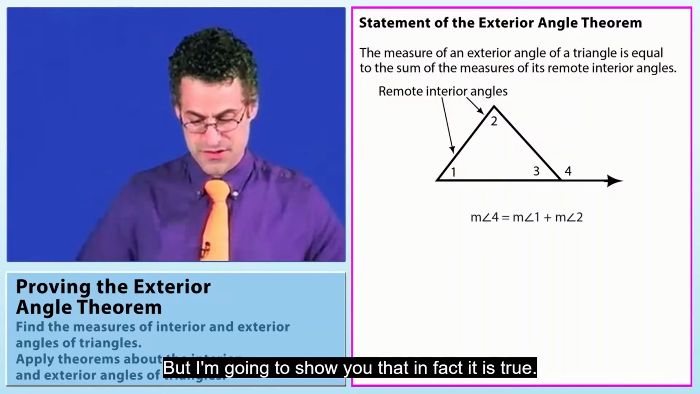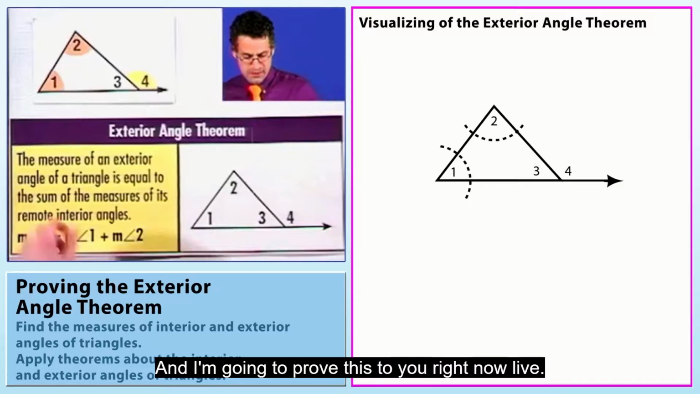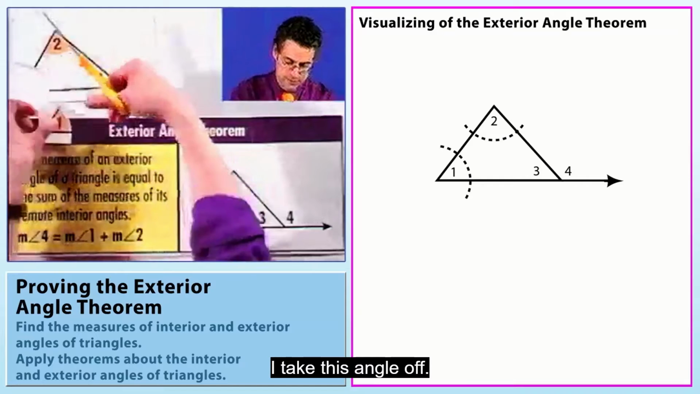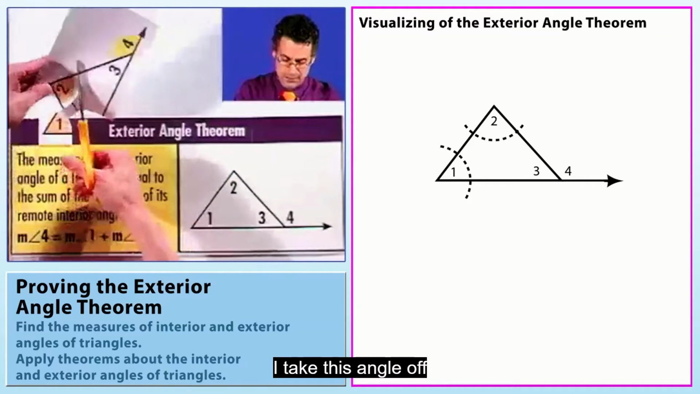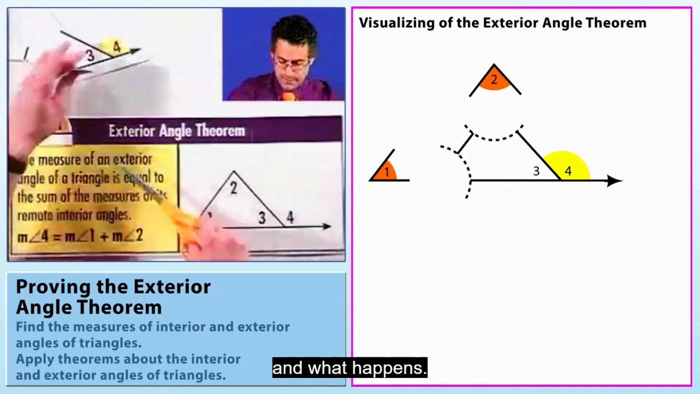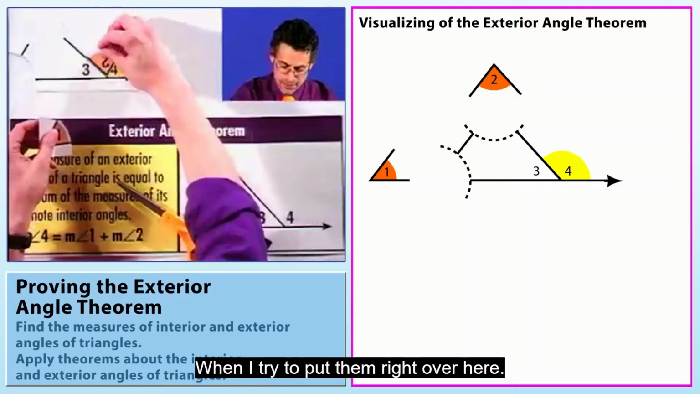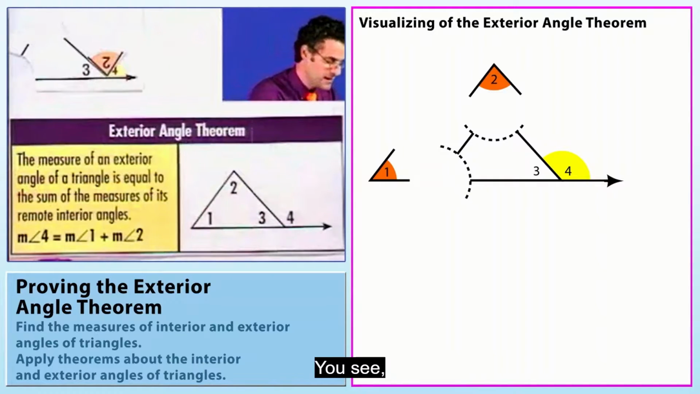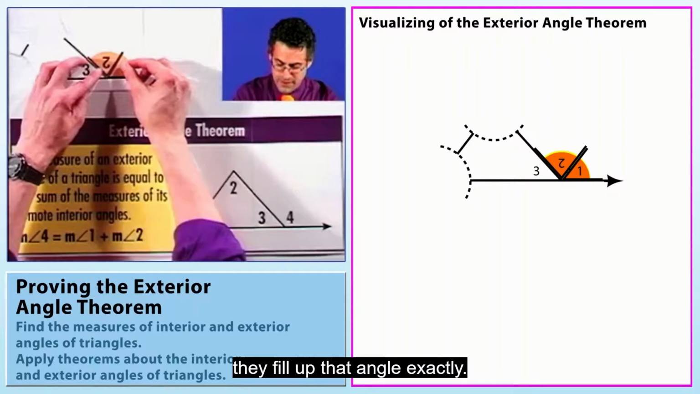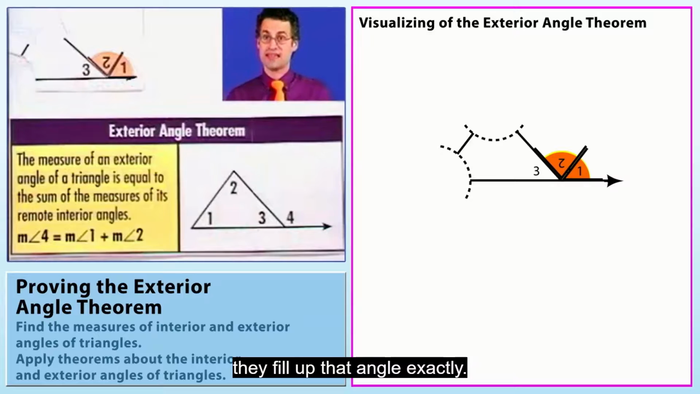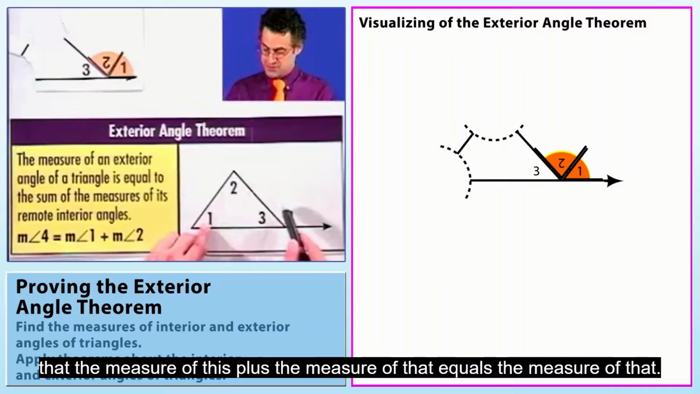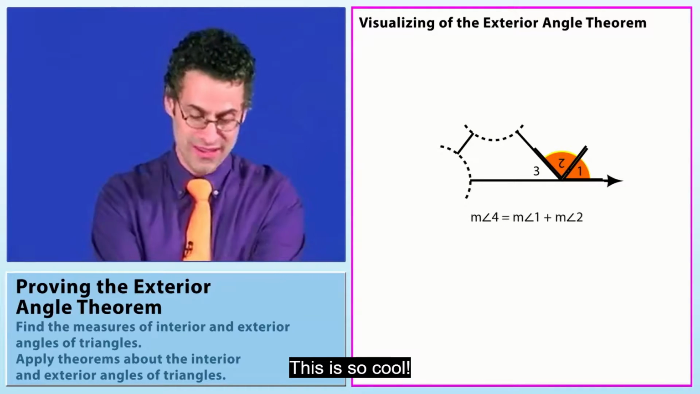fact it is true. So here you go, here's a picture, and I'm going to prove this to you right now live. I take this angle off, I take this angle off, and what happens when I try to put them right over here? You see, they fill up that angle exactly. So in fact, this makes some intuitive sense, that the measure of this plus the measure of that equals the measure of that. This is so cool. You've got to love it.